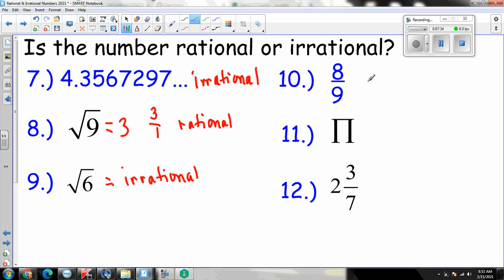Number 10, do you think it's rational or irrational? That 8 over 9. It is rational because you can write it as a fraction, it's rational.